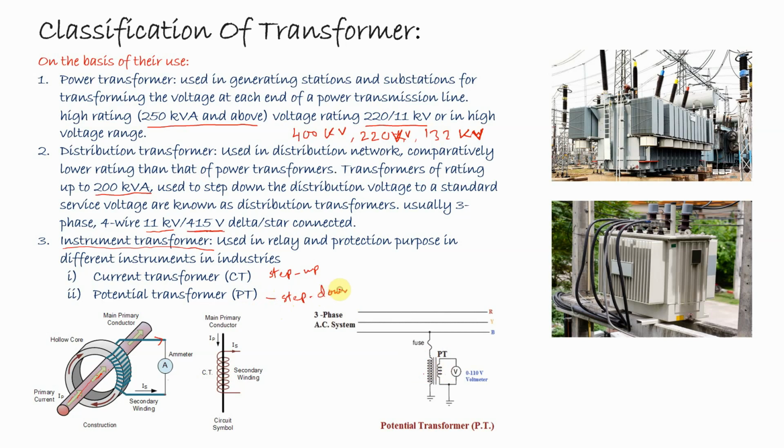That means the high transmission voltage is stepped down using this potential transformer, and then using a normal voltmeter we can measure the secondary voltage. Again, from the relation between the primary and secondary turns we can easily calculate the primary voltage, that means the voltage in the transmission line. So in this way the transformer can also be used to measure current as well as voltage in a high transmission power system.